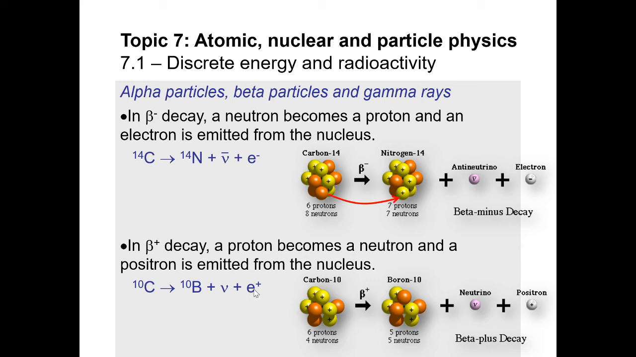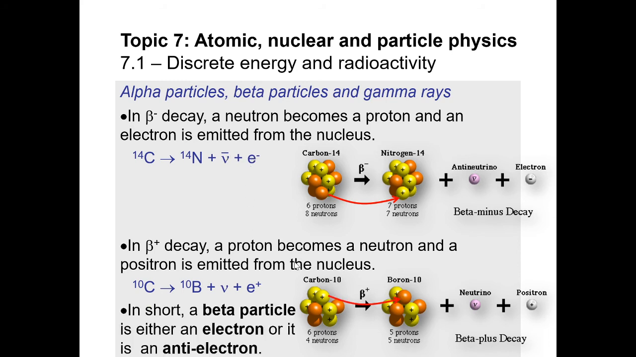Notice that the symbol for the positron looks just like the electron, except instead of a minus sign, you have a plus. And the symbol for the neutrino, as I showed you just before, doesn't have the bar on top. Another word for positron is an anti-electron, but keep in mind that both of these, whether it's an electron or a positron, are called beta particles because they're part of beta decay.